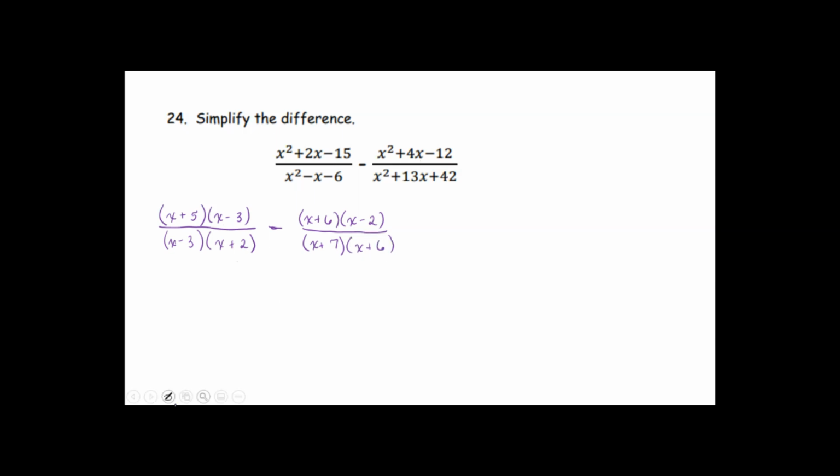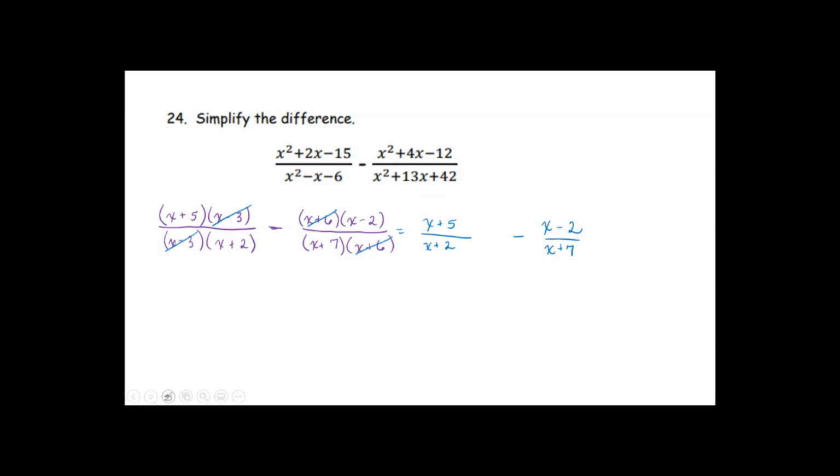Now, I have some canceling I can do before we even subtract. Just by factoring, remember, we can cancel top to bottom. Ta-da. And we're left with x plus 5 over x plus 2 minus x minus 2 over x plus 7.